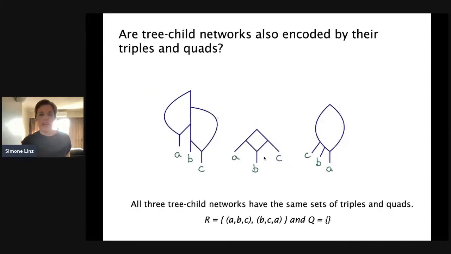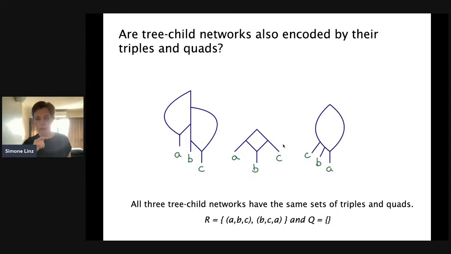And the next question then is, okay, we can do it for normal networks. So what happens if we go to a larger class? So let's look at tree-child networks. Are they also encoded by their triplets and quads? And the answer to this question is unfortunately no. So again, our three favorite networks that we have seen before, they have the same set of triplets, just two triplets, no quad. So the answer is no.